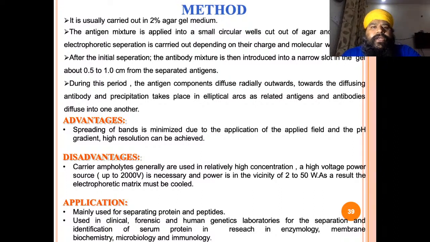An antigen mixture is applied into small circular wells cut out of the agar, and the initial electrophoretic separation is carried out depending on the charge and the molecular weight. The main advantage is that the spreading of bands is minimized due to the application of a light field and pH gradient, and high resolution can be achieved. But here we need ampholytes, a high relative concentration, and a high voltage power source in the vicinity of 2 to 50 volts.